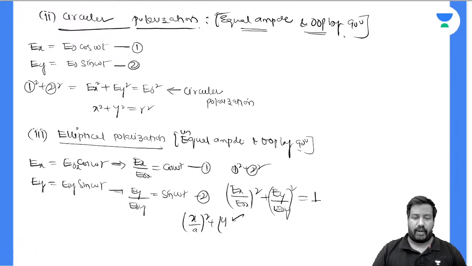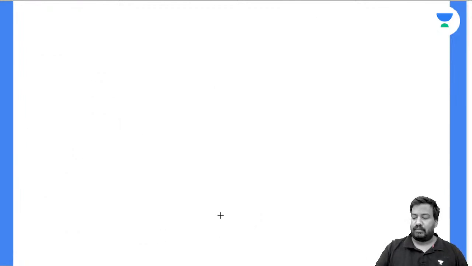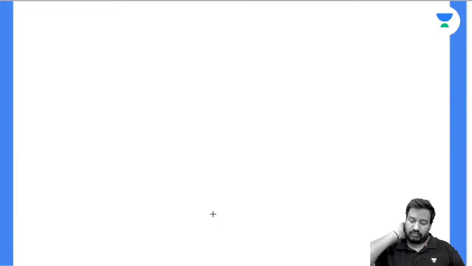X by A whole square plus Y by B whole square is equal to 1, where A is the major axis and B is the minor axis. So it is representing an ellipse. It is elliptical polarization. Let me consider any one of these topics and explain to you how polarization will work.